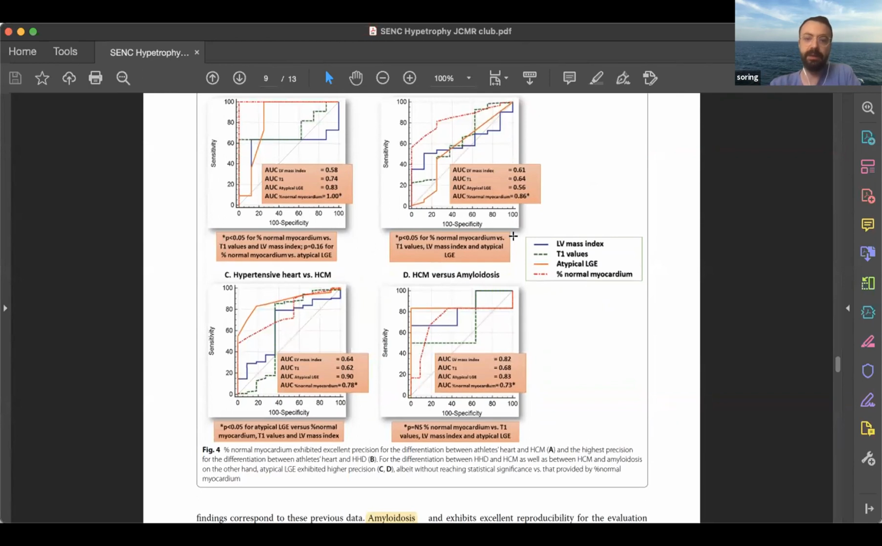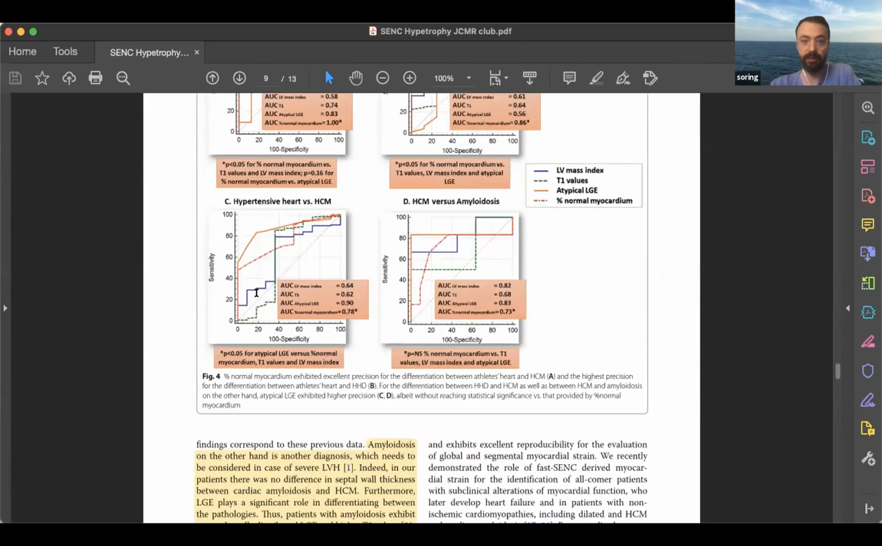On the other hand, atypical late enhancement score was very useful in differentiating between patients with hypertrophic cardiomyopathy and amyloidosis, as well as between patients with hypertensive heart disease and hypertrophic cardiomyopathy.